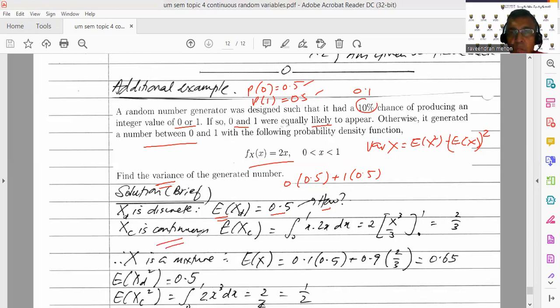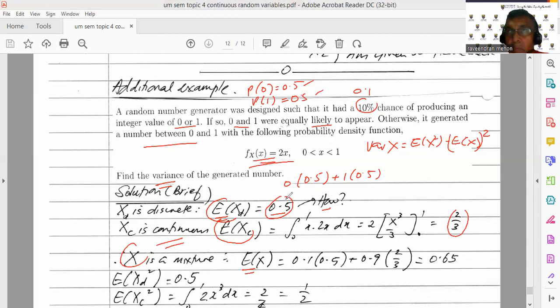And for the continuous part, remember, for x values between 0 and 1, we have this thing here. So continuous part, you can take x f(x), integrate from 0 to 1, and you'll get 2 over 3. Okay, so this is for the continuous part. This is for the discrete part. So we know that X is a mixture. Remember the word, yeah? I told you about it, right? So the expected value of X will be this thing here.